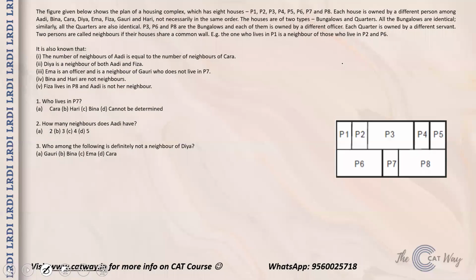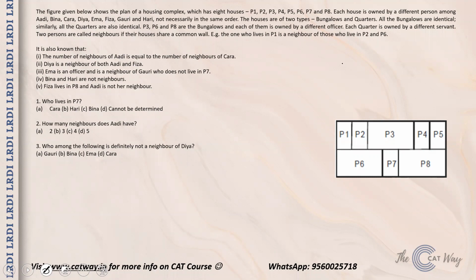Now moving on to the question that we have. It says that the figure given below shows the plan of a housing complex which has 8 houses, P1 to P8. Each house is owned by a different person among A, B, C, D, E, F, G and H, not necessarily in the same order.